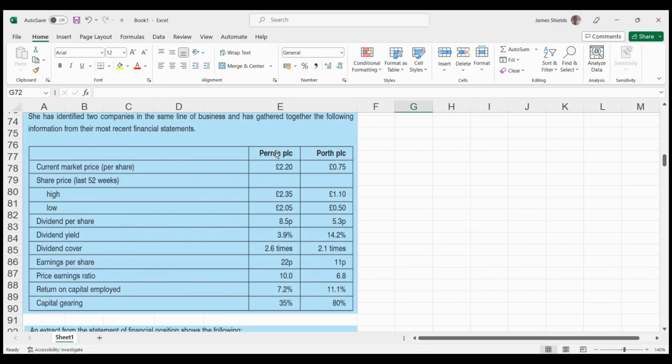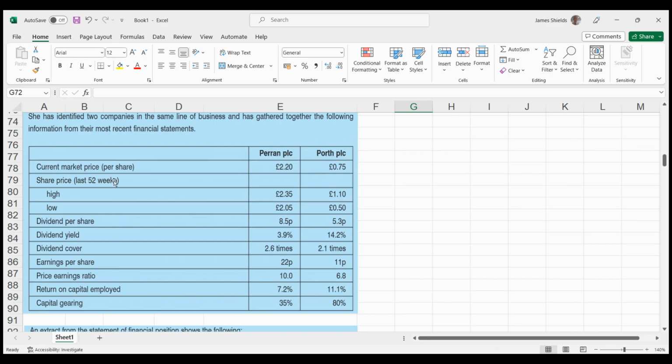So, two companies. The first column is Perrin plc, the second one is Porth plc. They give us various bits of information. The current market price per share, Perrin is £2.20 and Porth is lower. So it's more expensive to buy a Perrin share than a Porth share. You get more Porth shares than Perrin shares for the same amount of money.